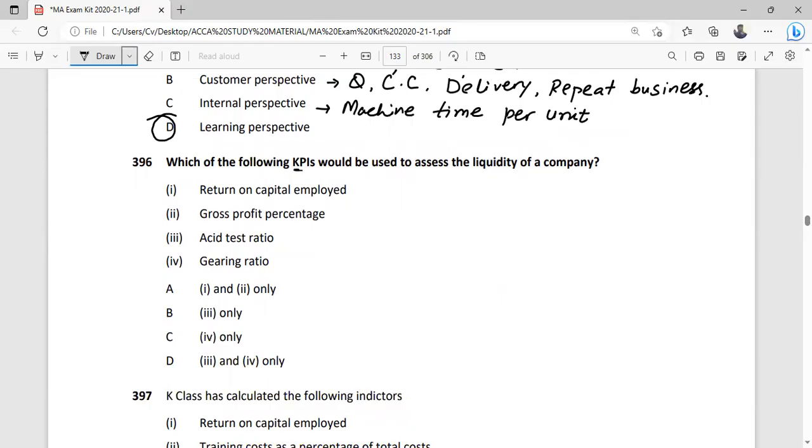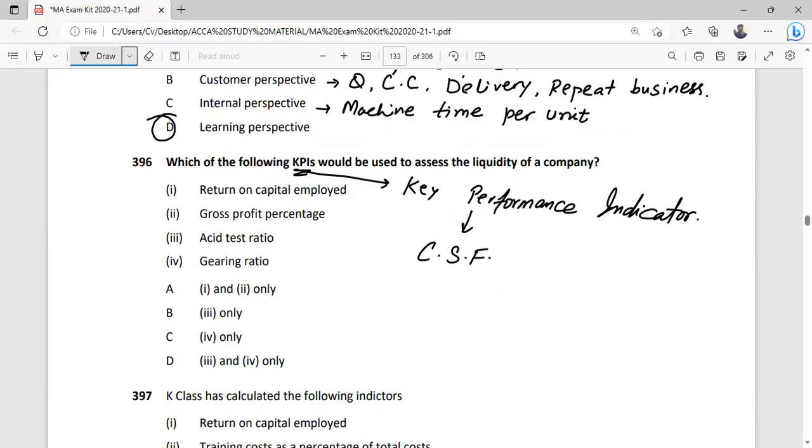Which of the following is a KPI? KPI stands for key performance indicators. For example, if I talk about a restaurant, what would be the key performance indicator or critical success factor for a restaurant? You will say that quality food or taste of the food is a critical success factor. So this is called what? This is called key performance indicator and critical success factor.